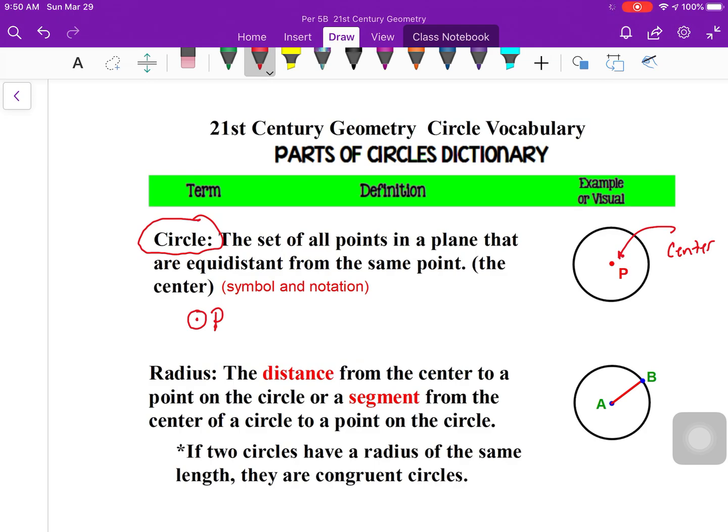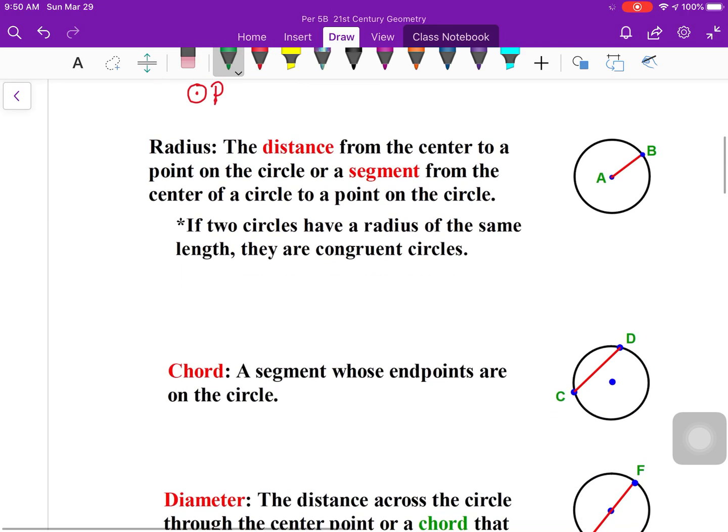Okay, that's really all there is to a circle, what it is, and how to name it, the symbol used for it in geometry, and also what the center of a circle is.